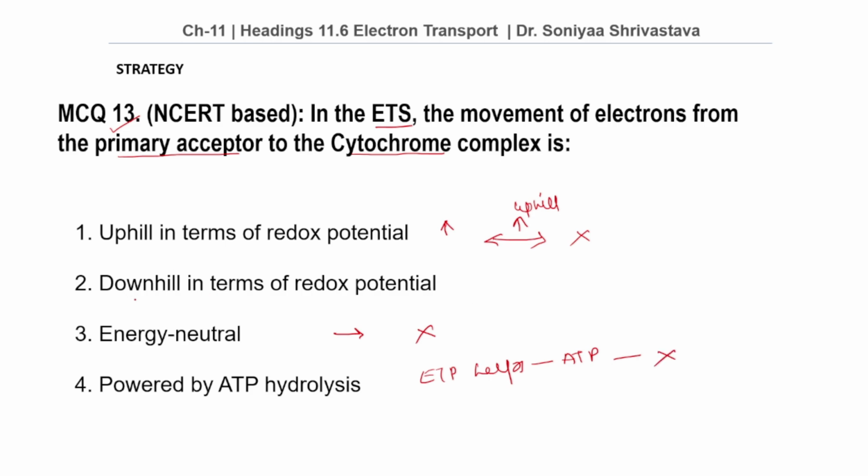Now coming to option number 2, downhill in terms of redox potential. Yes, this is the correct option. After excitation, electron pass from one carrier to another with lower energy. This downhill flow releases energy which is used to pump protons and ultimately synthesize ATP. So this is our correct answer. Downhill in terms of redox potential.